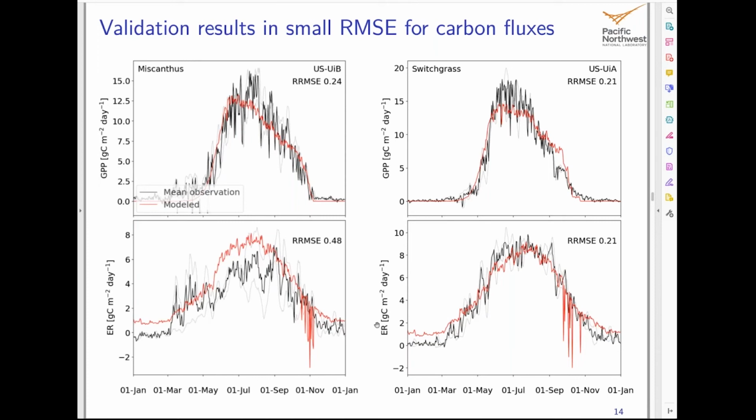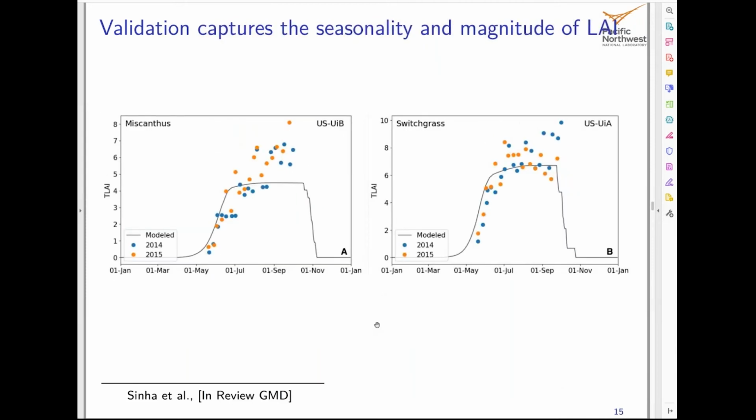Apart from validating the carbon and energy fluxes, we also validated LAI values. The left-hand plot is showing the validation results for miscanthus, and the right-hand plot is showing switchgrass. The dots are showing the observed LAI over the validation years, and the black line is showing the average LAI over the last 10 years. The model captures the difference in LAI between switchgrass and miscanthus. Switchgrass has higher observed LAI, and the model does capture that correctly. However, it underestimates the peak LAI values for miscanthus to some extent.